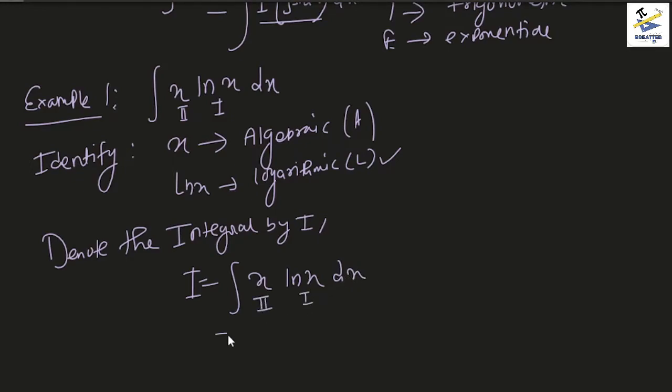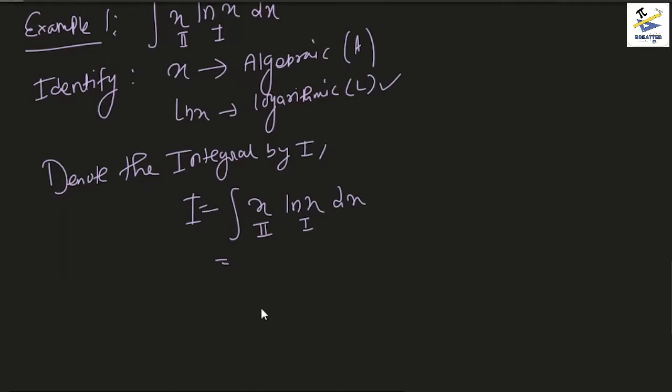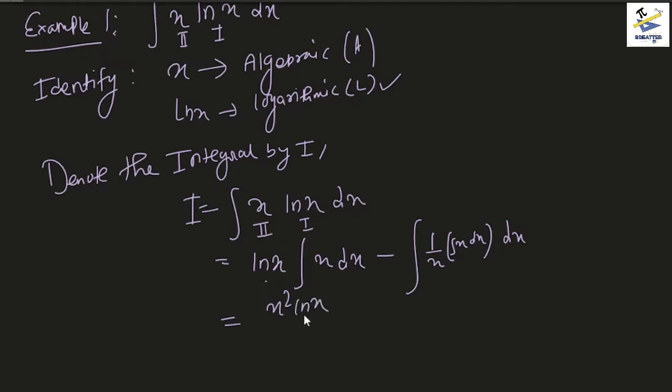Given that we are denoting log x as first function and x as second function, we should have first function into integral of second function, minus integral of derivative of first function, which is just 1 by x, into integral of second function. So integral of x dx is just x square by 2, right? So it should be x square ln x by 2 minus, we have already found the derivative of log x, which is 1 by x, and again integral of x is x square by 2.